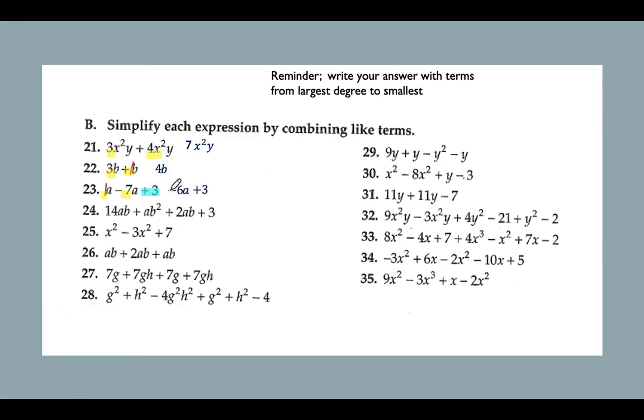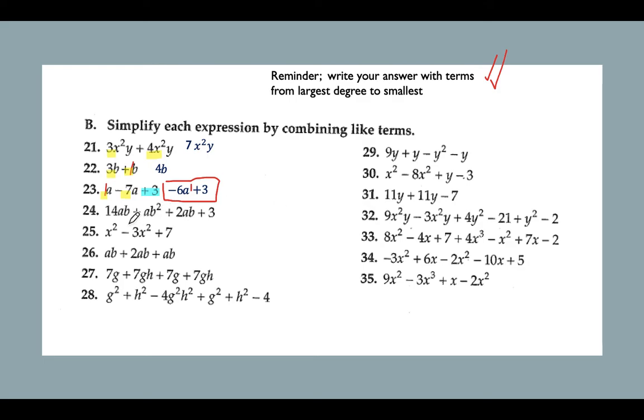Now, get into the habit of always writing your terms with your variables first. Notice between negative 6a and 3, the term with the variable is negative 6a. I'm going to write that first because it goes back to this: you always want to write your terms with the largest degree first. In this case, my degree is 1, down to the smallest. Okay, let's go ahead and look at number 24.